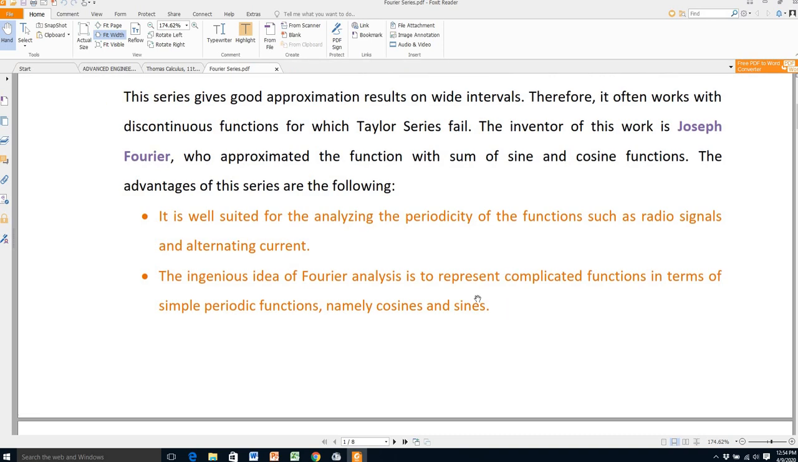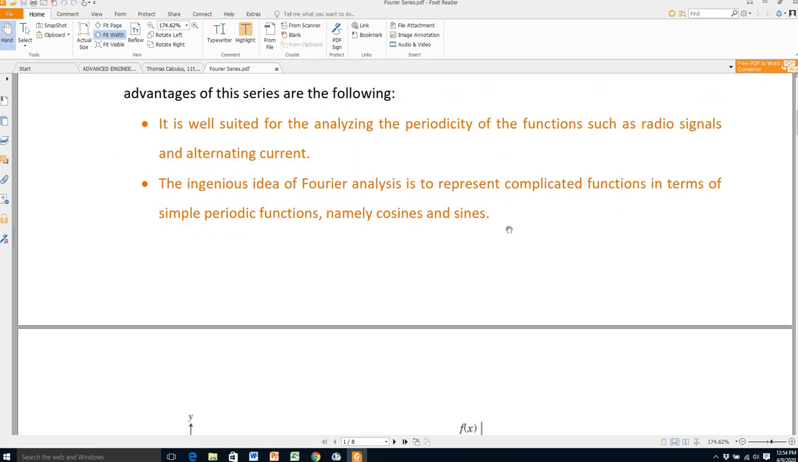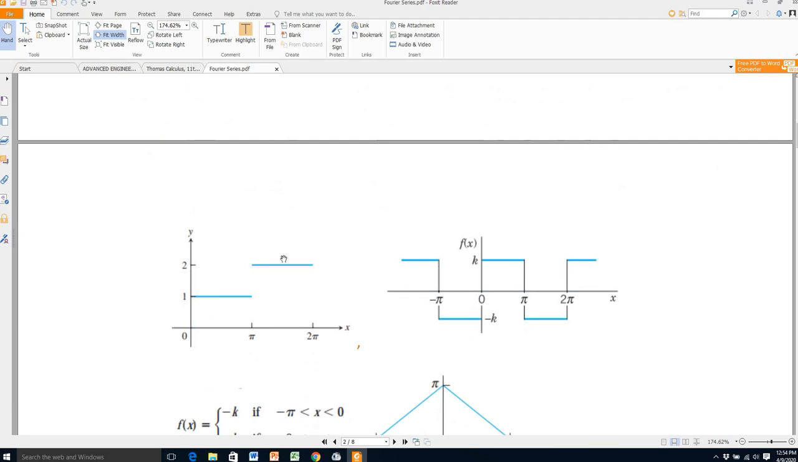In the same way, the second part is that the ingenious idea of Fourier's analysis is to represent a complicated function in terms of simple periodic functions, namely cosines and sines. So why do we say it is used to analyze complicated functions? These functions are of the following form. Such types of functions are so-called complicated, or, as I said in point number one, discontinuous functions. These are the discontinuous functions.